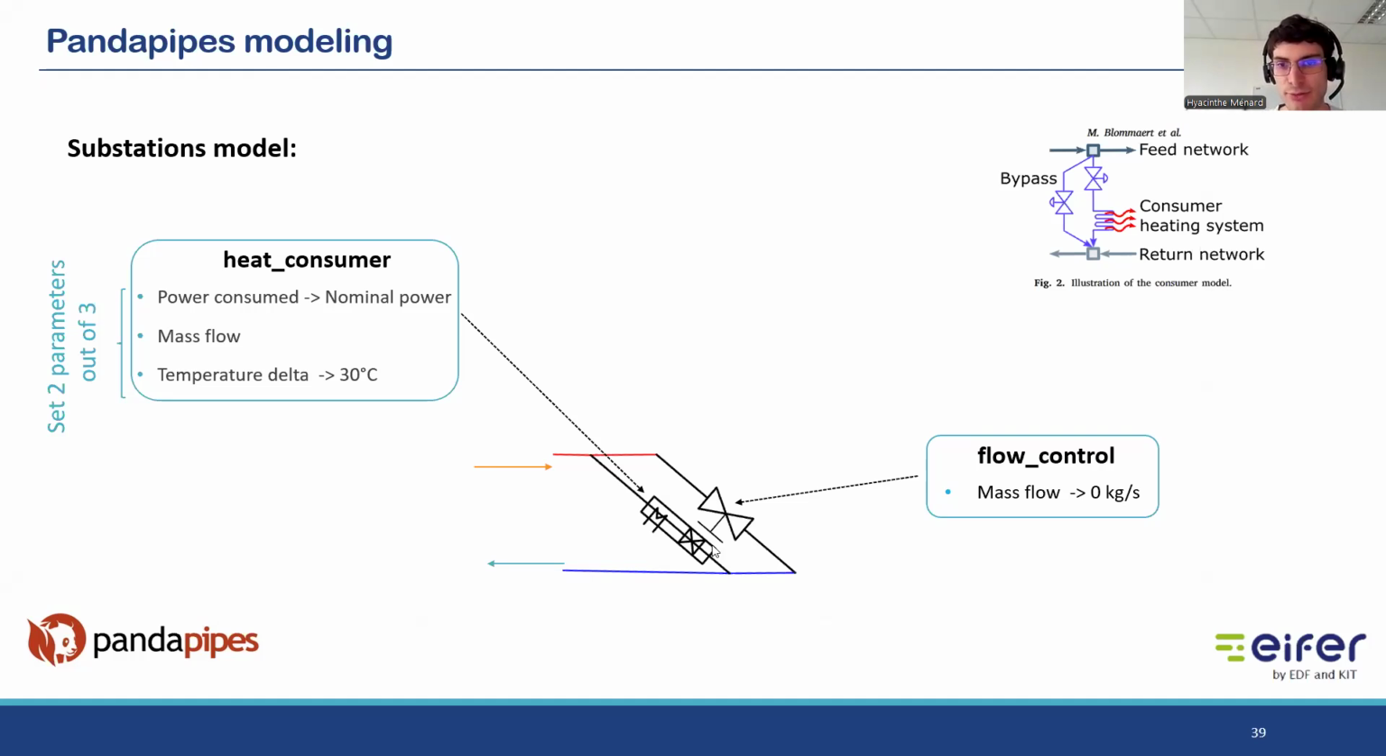And so for this, you can use the flow control elements, which you can use to set the mass flow that goes to this part of the network to a certain value. In this case, I don't use it, I just set it to 0 kg per second, just to show that using all the components available in pandapipes, we can build a model of the substations that fits the needs that we have in the special case and depending on the data that are available also.